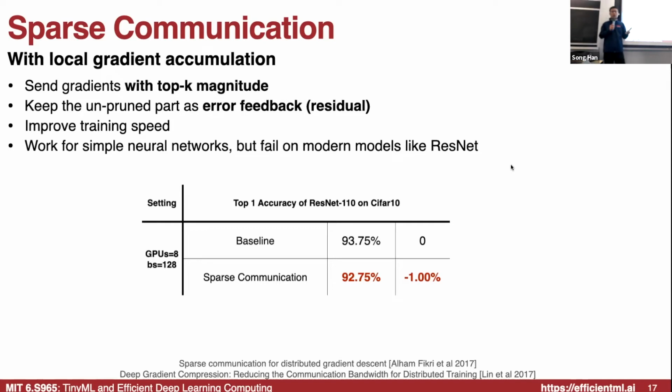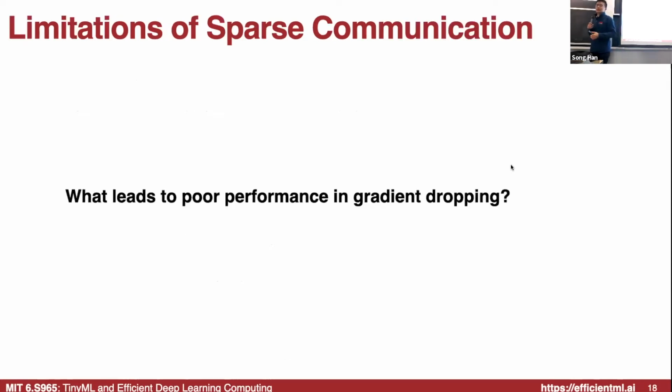Since such sparse communication itself is not enough, let's think about what leads to the poor accuracy by using this naive gradient dropping. What could be other factors that we ignored?